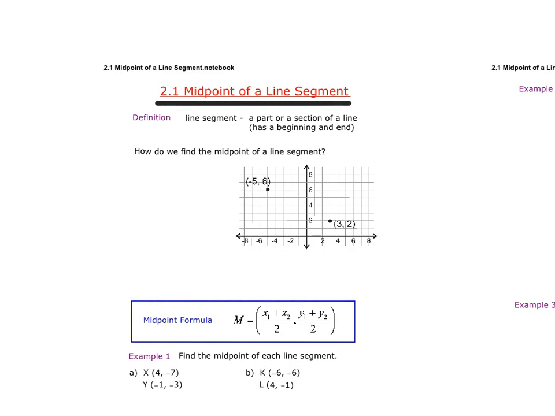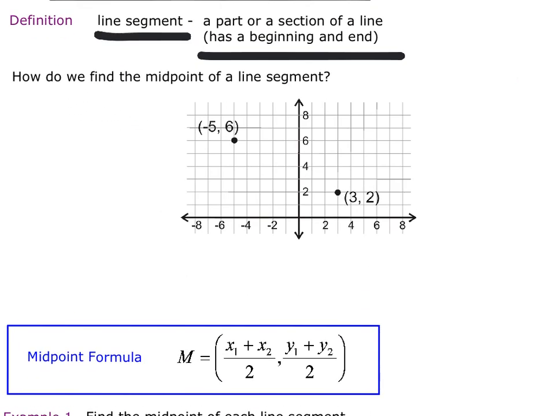So just by definition, a line segment is a part or a section of a line which has a beginning and an end. Okay, so it's important to understand this. So how do we find the midpoint of a line segment? Again, what we're trying to solve for is the halfway point. So that's what we're looking for. We're looking for the midpoint.